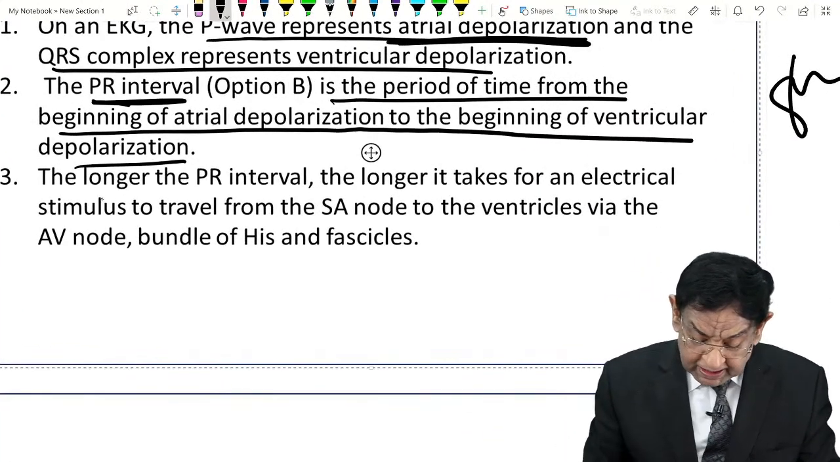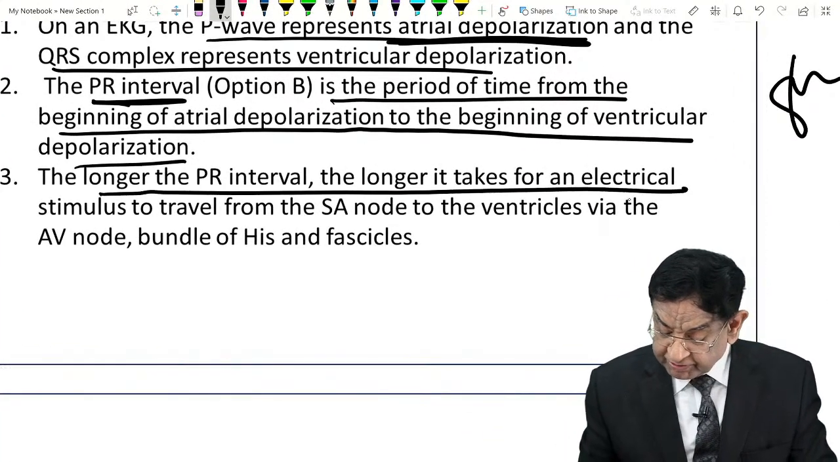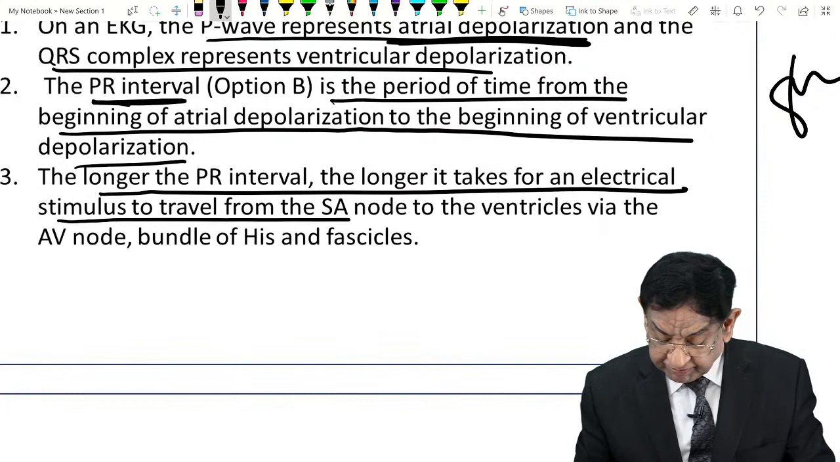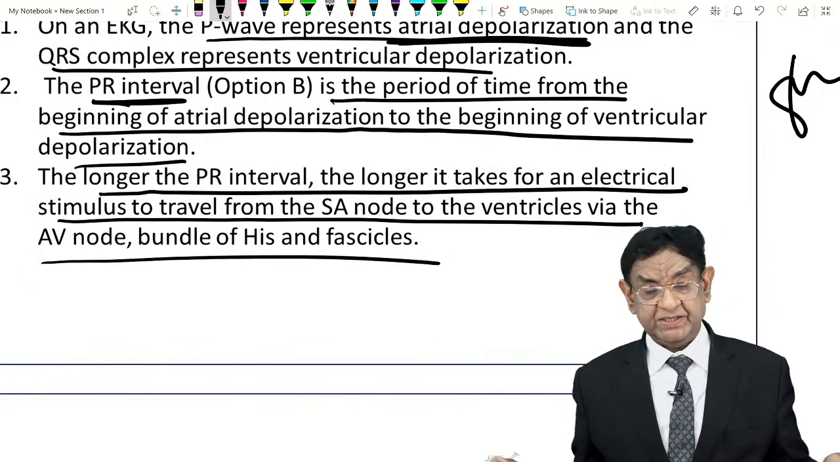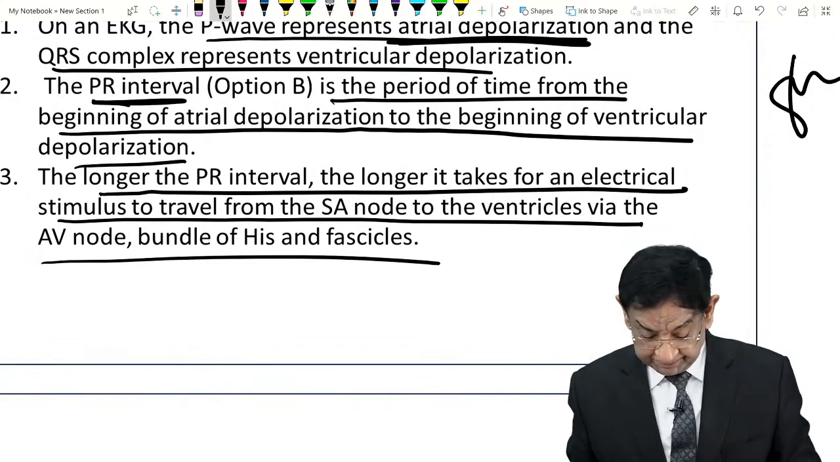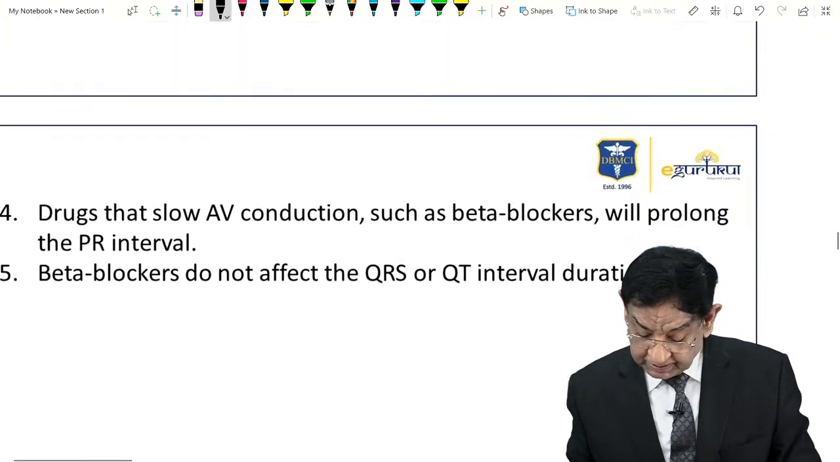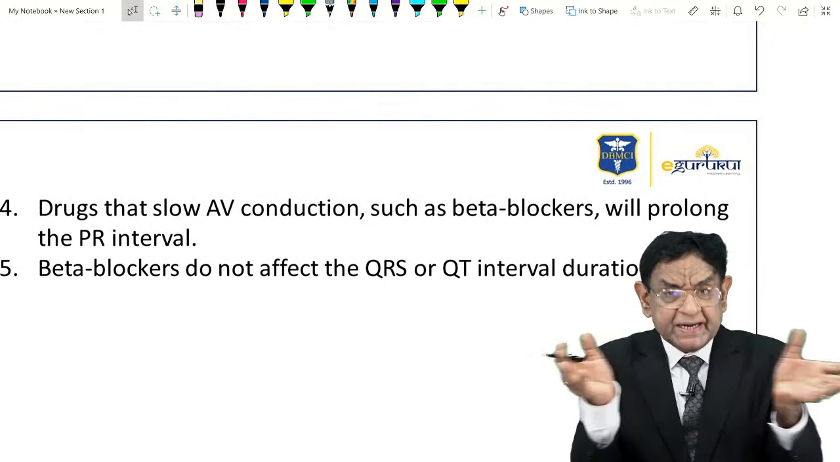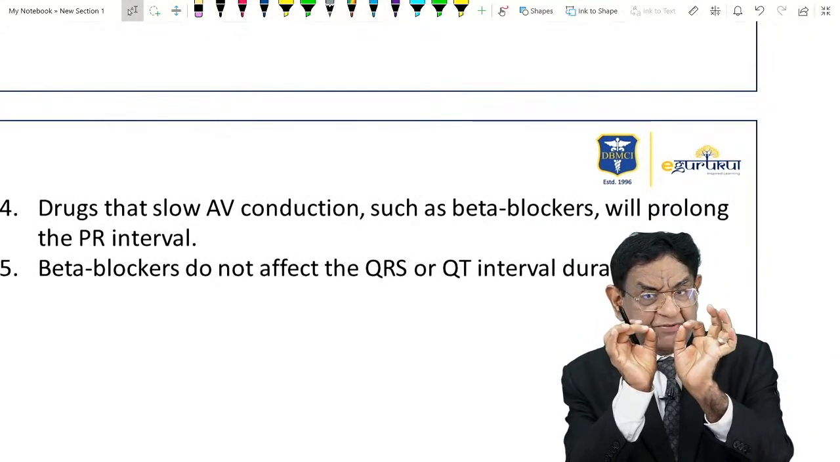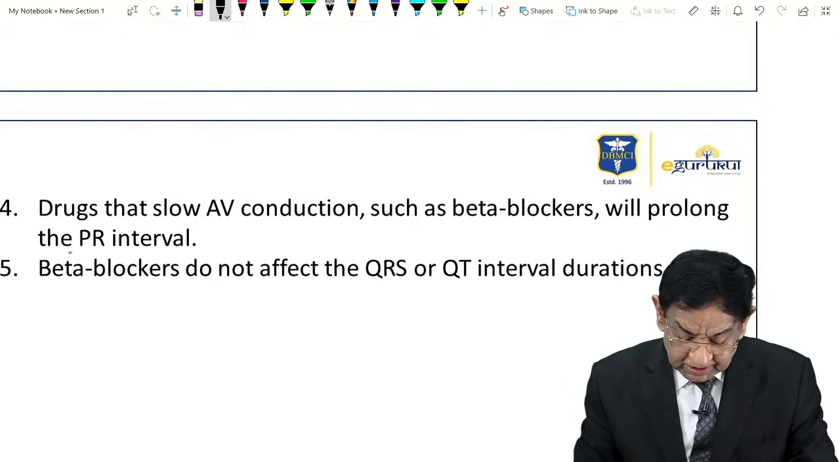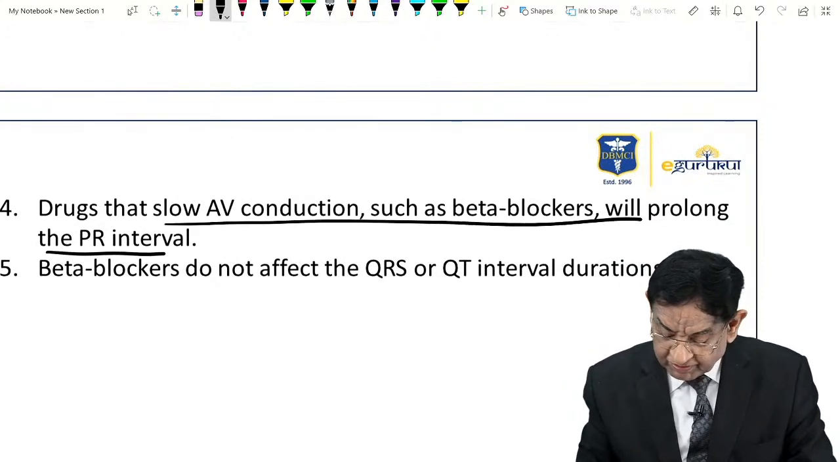So the longer the PR interval, the longer it takes for the electrical stimulus to travel from the SA node to the ventricle via the AV node. Definitely, we understood. Okay. So now any drug which acts on the AV node will cause a prolonged PR interval.